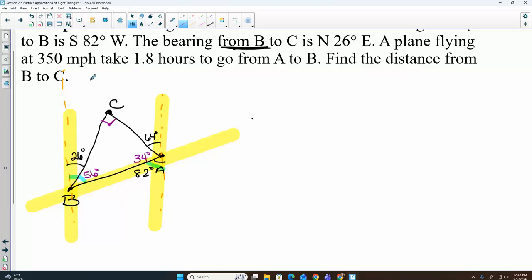A plane flying 350 miles per hour takes 1.8 hours to go from A to B. I'm giving you the information to find your distance. We have a rate and we have a time. How do we get our distance? Rate multiplied by time. So your speed is 350. You do that for 1.8 hours. And we get 630.